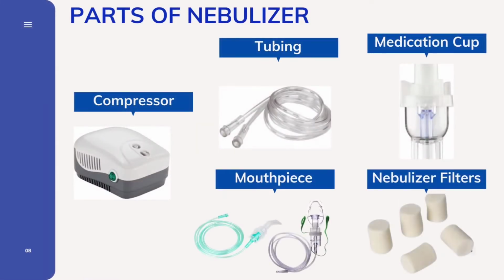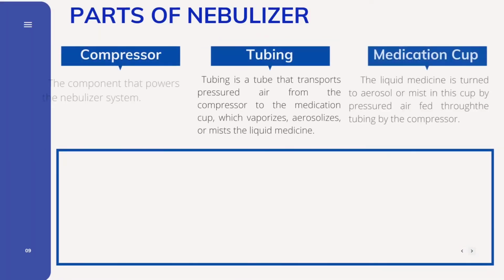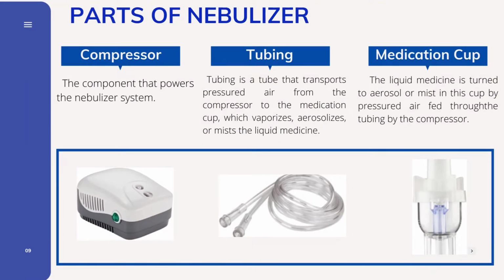It is important to know the different parts of the nebulizer in order to classify and remember its uses. The parts of the nebulizer are the compressor, tubing, medication cup, mouthpiece or face mask, and the nebulizer filter. First, we have the compressor. Compressor is the component that powers the nebulizer system. It's a device that uses a nozzle attached to tubing to drive ambient or outside air through a nozzle. A power source is connected to the compressor.